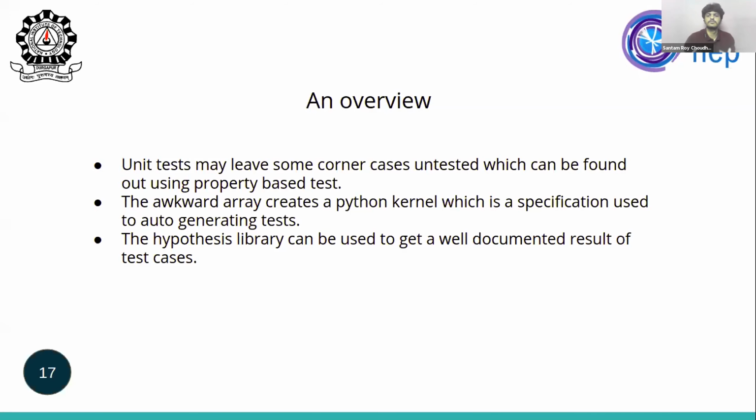So this is an overview of the talk. Unit tests may have some corner cases untested, which can be found using property-based tests. Awkward Array creates a Python kernel, which is a specification used to auto-generate tests, and the Hypothesis library can be used to get a well-documented result of the test cases.